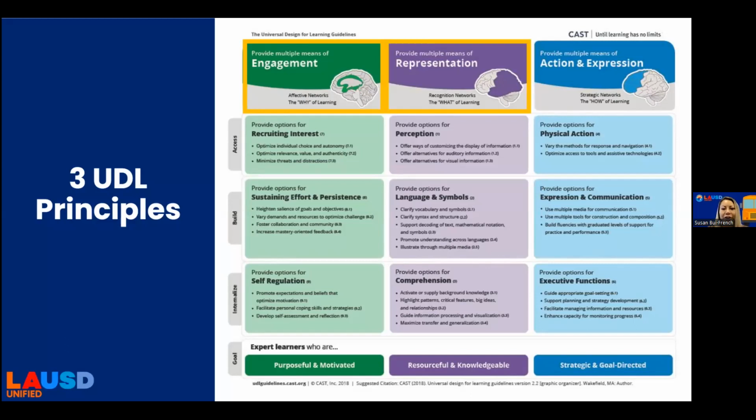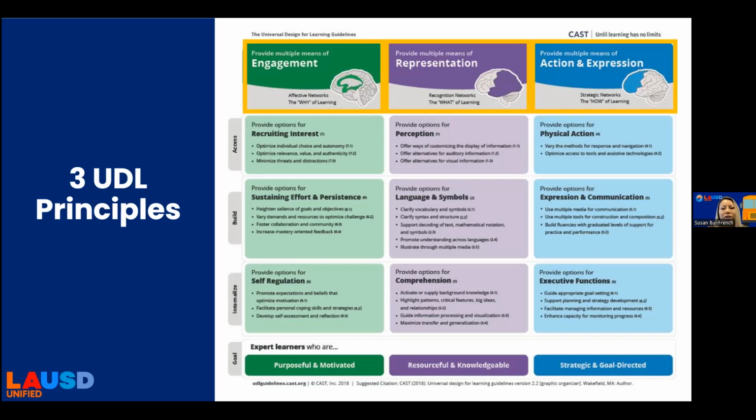Second, representation. This principle recommends offering information in more than one format. Textbooks are primarily visual, but providing text, audio, video, and hands-on learning gives all students a chance to access the material in whichever way is best suited to their learning strengths.